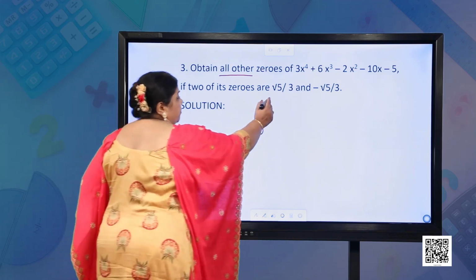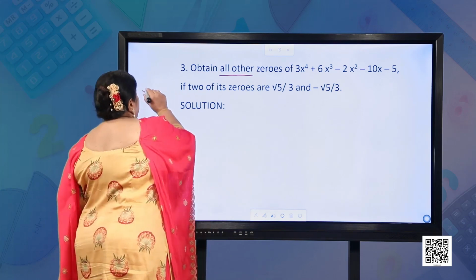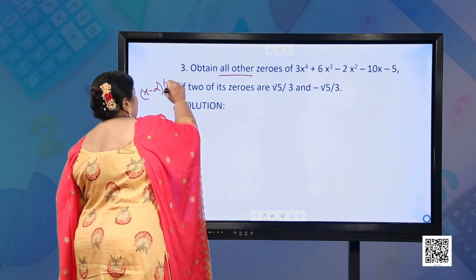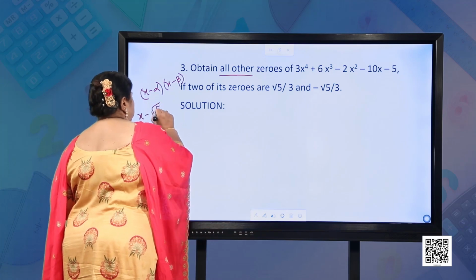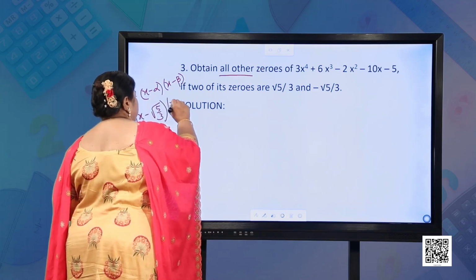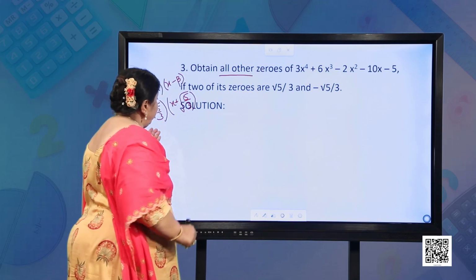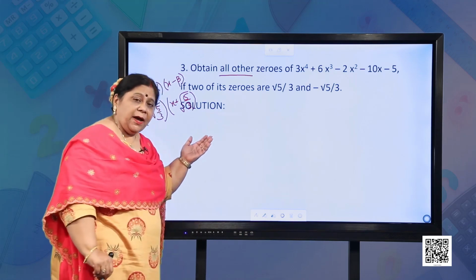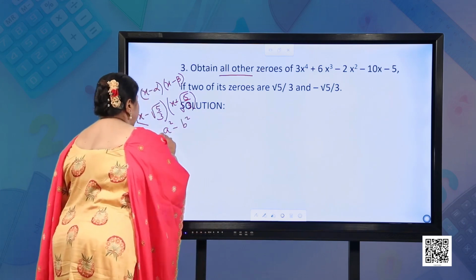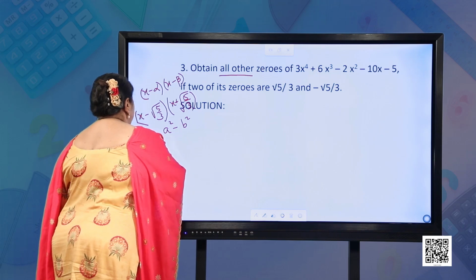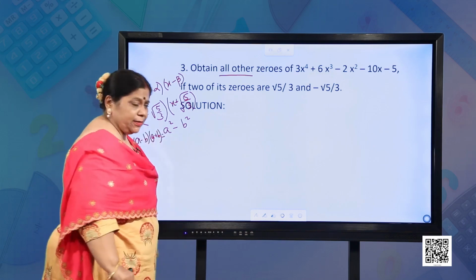So, if I am given root 5 by 3 and minus root 5 by 3 as zeros, I understand that x minus alpha and x minus beta, if I take, I can write down x minus root 5 by 3 and x plus root 5 by 3 as two factors. Here I am reminded of one identity, a minus b into a plus b can be written as what? A square minus b square. Using that, I will be able to write a minus b into a plus b factorized as a square minus b square.